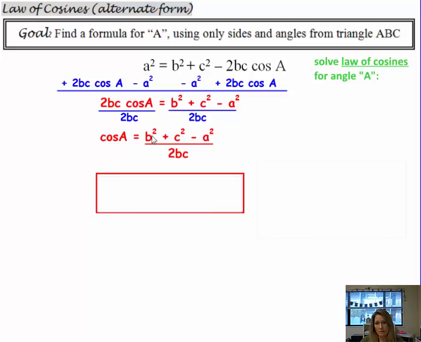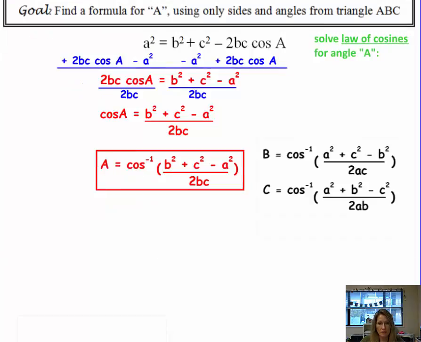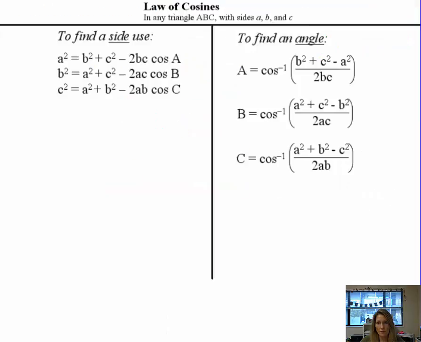So now we've got cosine A is all of this, but we really want this in terms of just A. So let's use our inverses and take the inverse cosine of both sides. Looking for the angle whose cosine is b squared plus c squared minus a squared over 2bc. And again, just like the other one, we can have this in terms of any of the three angles. And let's take a look at all of them at once.